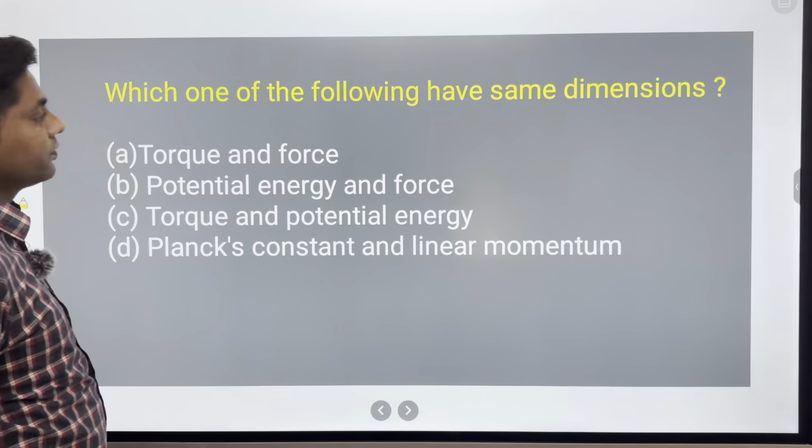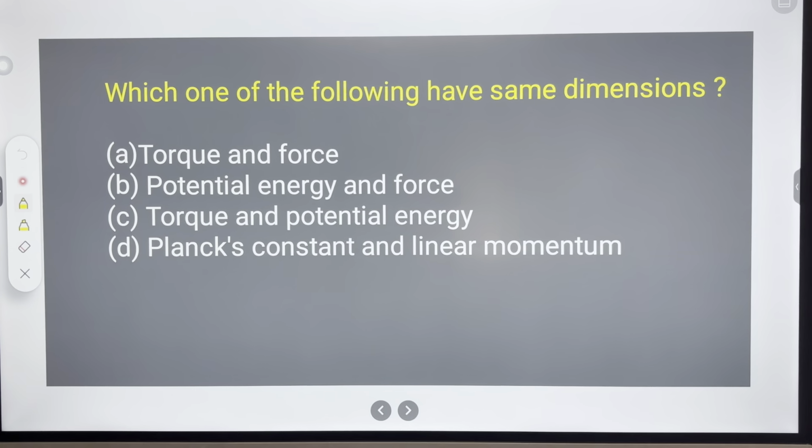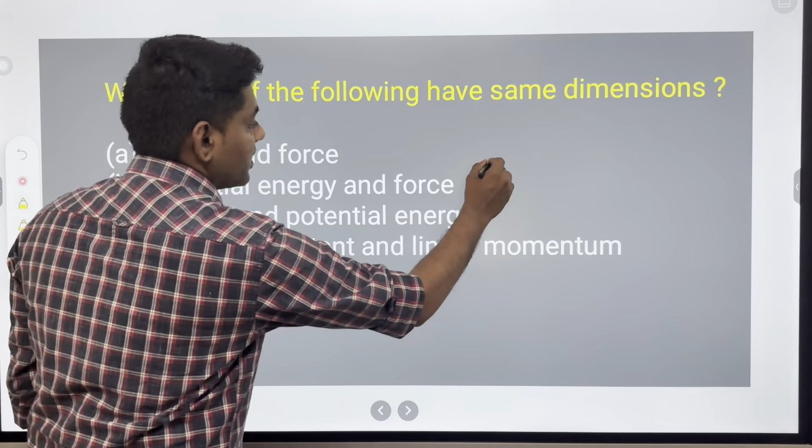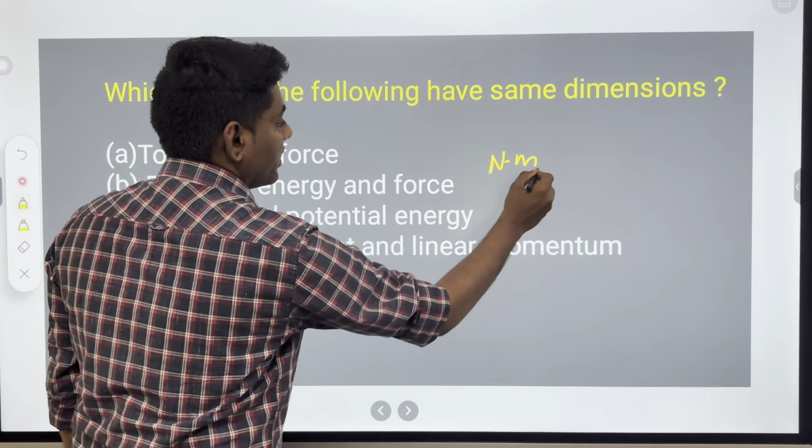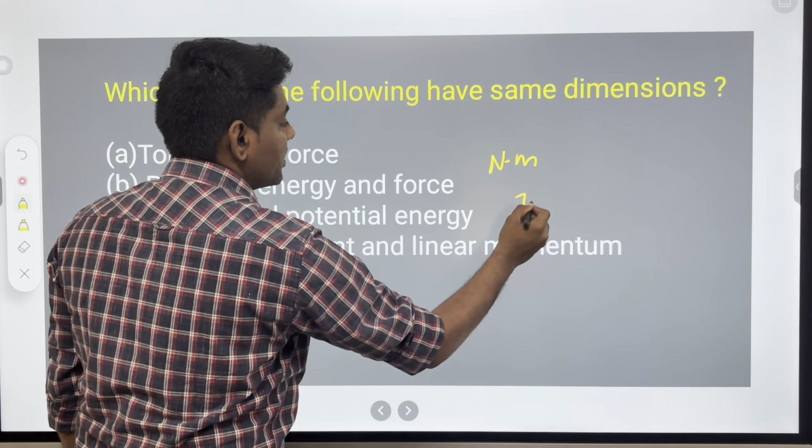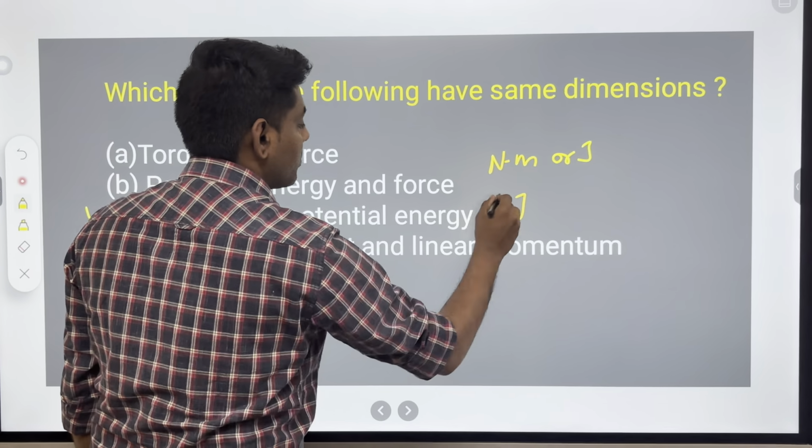Next MCQ. Which one of the following has the same dimension? First, torque and force, not the same dimension. Potential energy and force, not the same dimension. Next, torque and potential energy, that is the same dimension. Why? Because torque is measured in Newton meter and potential energy is measured in joule, and Newton meter is joule. So option number 3.